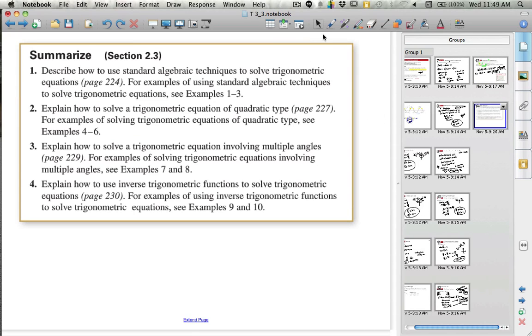So for this section, we've gone through describing how to use standard algebraic techniques to solve trigonometric equations. We've gone through specifically quadratic types. We've solved equations involving multiple angles, and we've used inverse functions to solve.